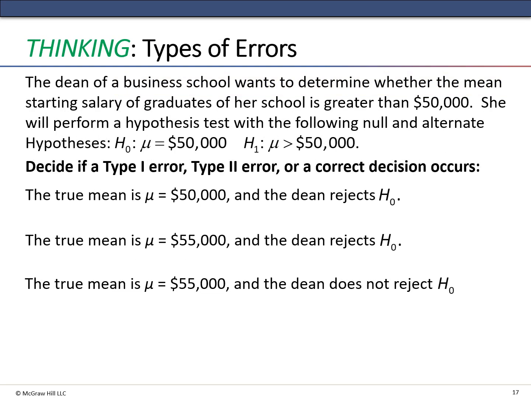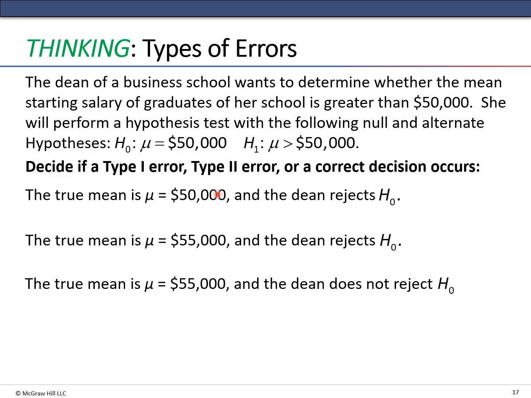So let's look at this. The dean of a business school wants to determine whether the mean starting salary of graduates of her school is greater than 50,000. She will perform a hypothesis test with the following null and alternative hypotheses. The null is that the mean is 50,000 and the alternative is greater than 50,000. If the true mean is 50,000 and the dean rejects the null, what do we have here? Do we have a type 1, type 2, or a correct decision?